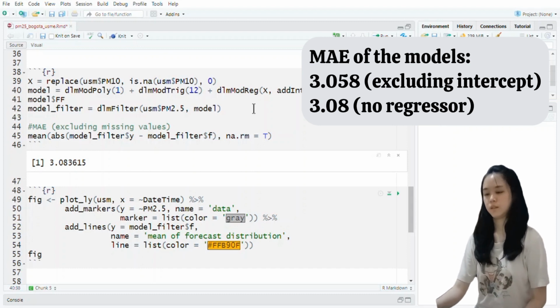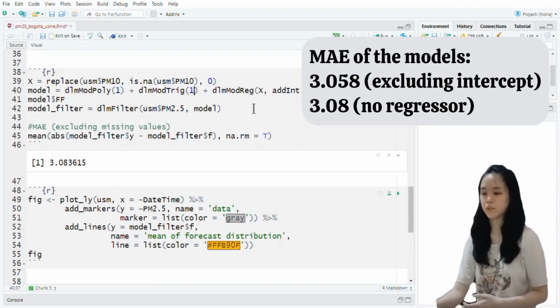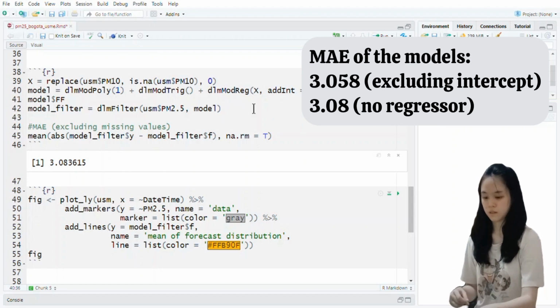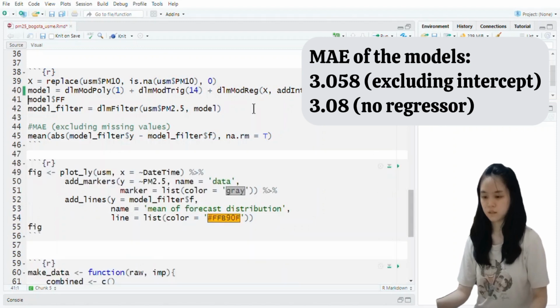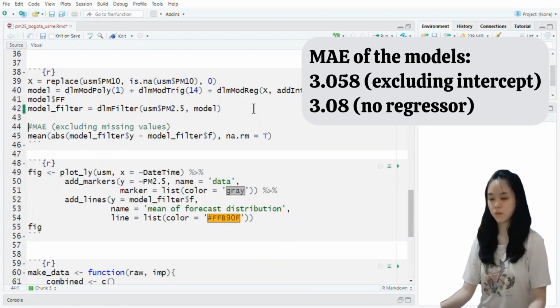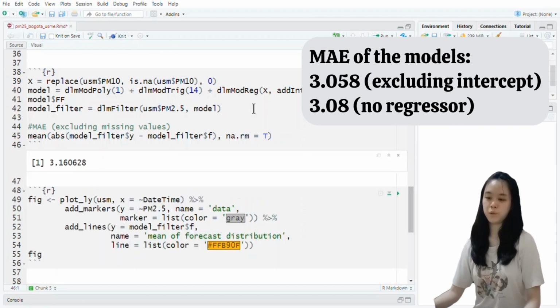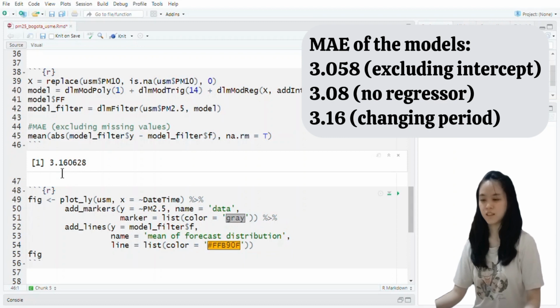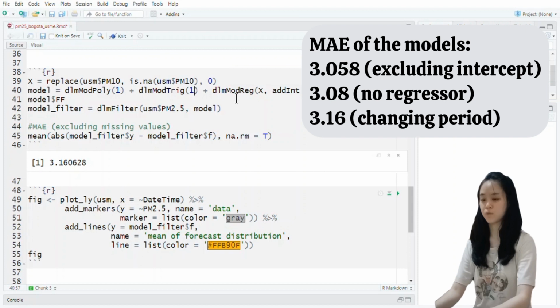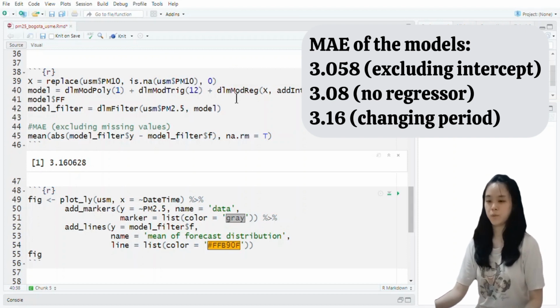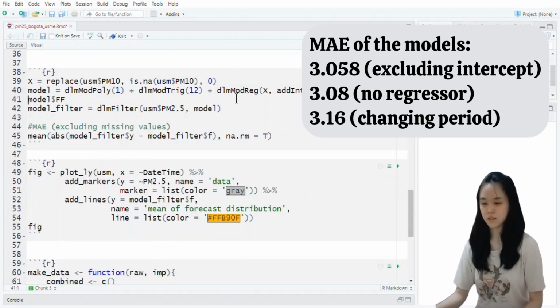For example, the trigonometry term. Maybe we want to change the period, for example, like maybe 14. If we change the period, we will get a much higher MAE. Okay, I guess among these models that we've tried so far, this is the winner. So we're going to use this.